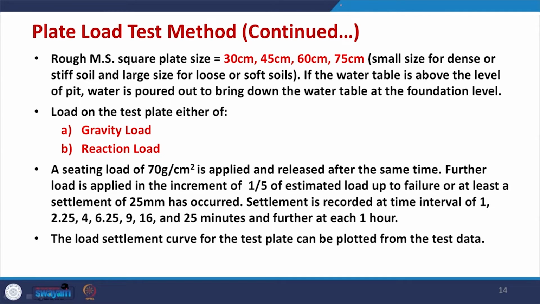Settlement is recorded at time intervals, initially at 1 minute, then 2.25 minutes, 4, 6.25, 9, 16 and 25 minutes. These are all, if you find the roots of these quantities, 1, 1.5, 2, 2.5, 3, 4 and 5. And after 25 minutes, the data is recorded at each 1 hour. All the details are given in the code.